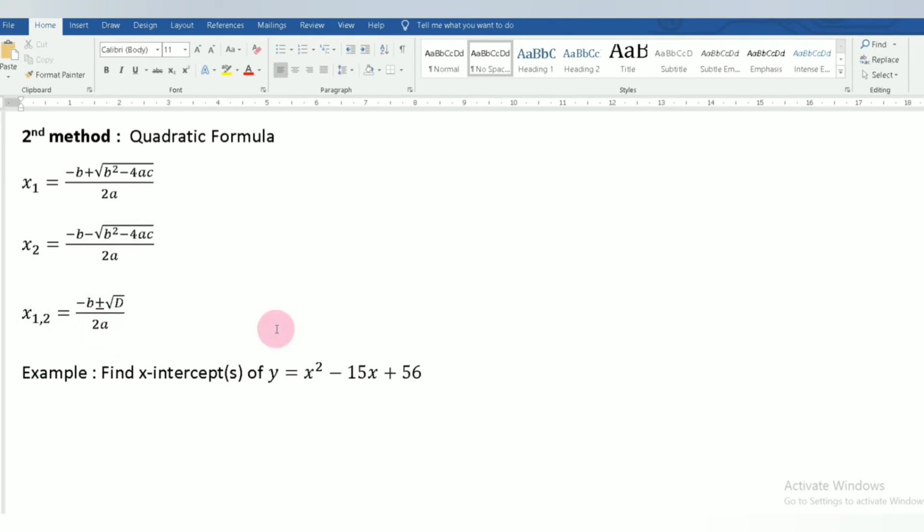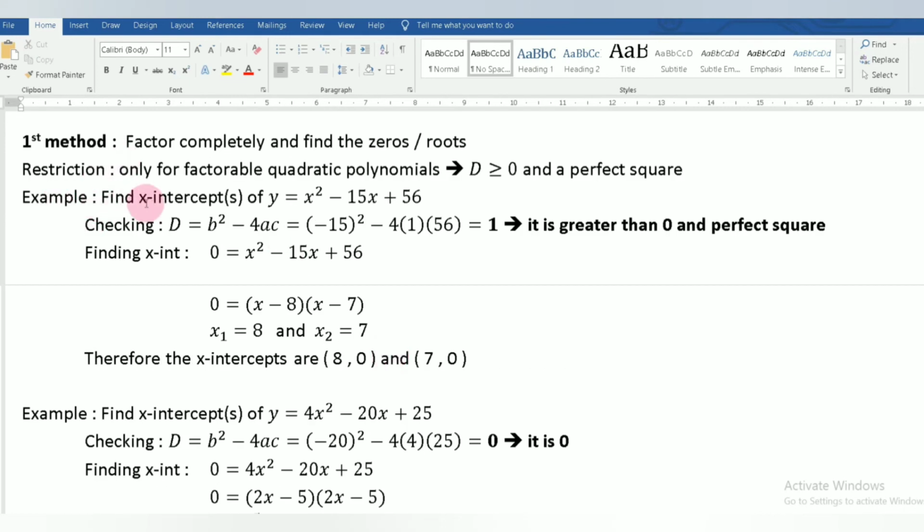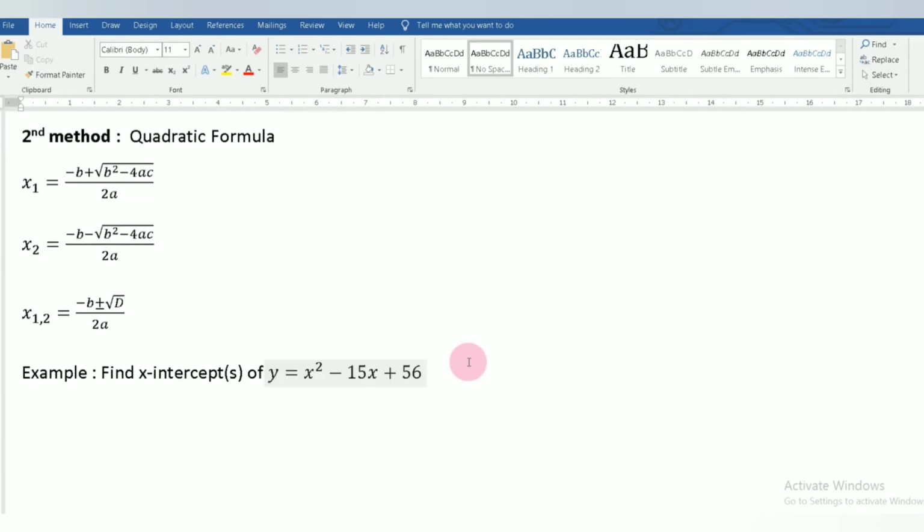Let me show you an example. Find the x-intercepts of this one, which we have already found by using the first method. As you can see, for the quadratic formula there is no restriction. It means it is more general, so it can be applicable to any quadratic function. For example, this one, of course, we know that the x-intercepts can be found by using the first method. But what if we use the second method, which is the quadratic formula?